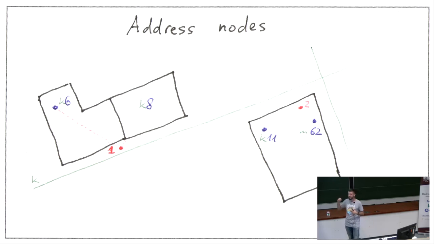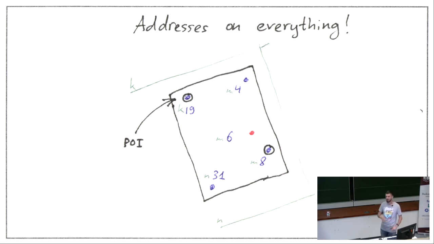So in the first case, it's not right to return the closest addressed object, like most geocoders do. You have to return building number 6, which infers its address from address point number 6. In the second case, point 62 is closer to the location, but the location is closer to K street, so you might want to return the K street address, which is 11. And addresses in OpenStreetMap can go on anything. It's just a couple of tags. They can go on address points, on points of interest like shops and cafes, and on the building that contains them as well.